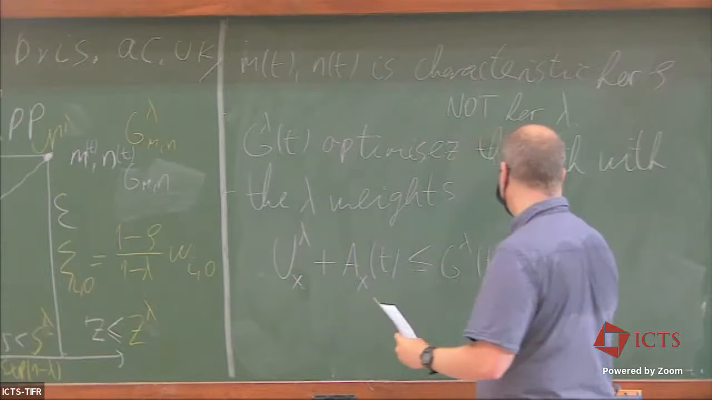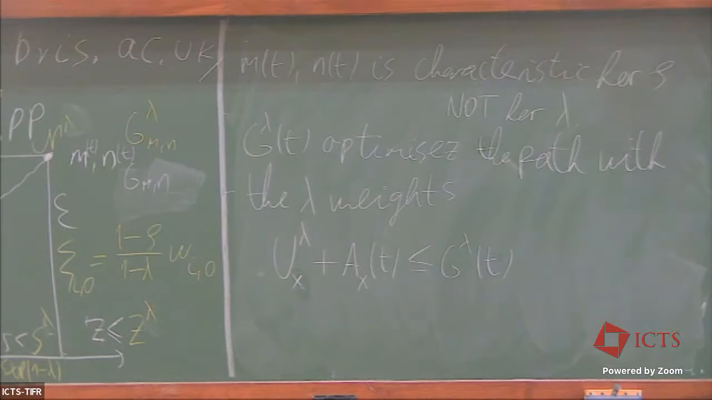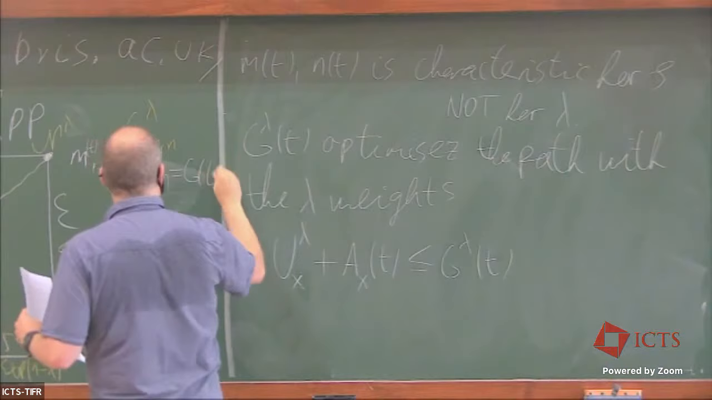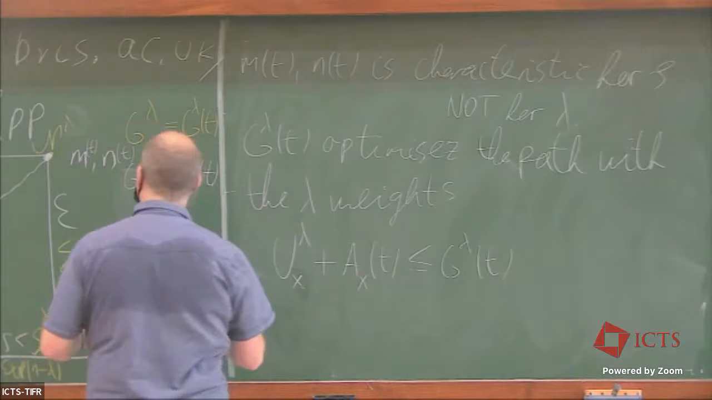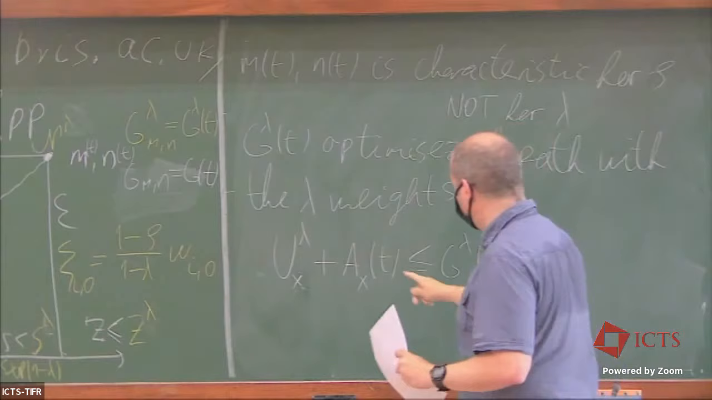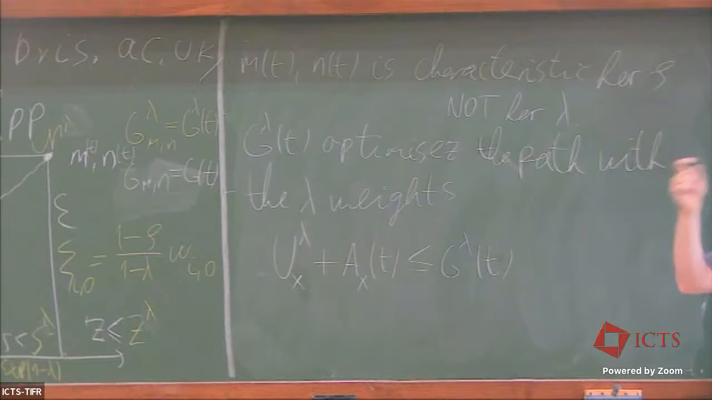And notice that T is just standing for these parameters. So instead of writing M N all the time, I'm just going to write T. So G T is really this, and G lambda T is really that. So it's the last passage time from the corner, from the origin to this point here. That's what G T is. And similarly, A X T is the last passage time in the bulk only when I exit at point X to this corner M T N T. Is that okay?